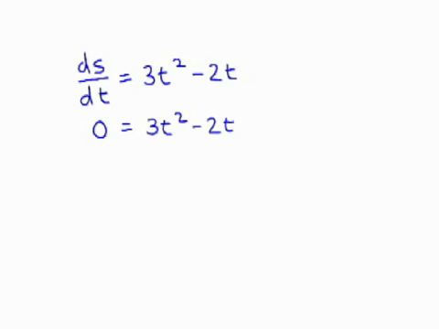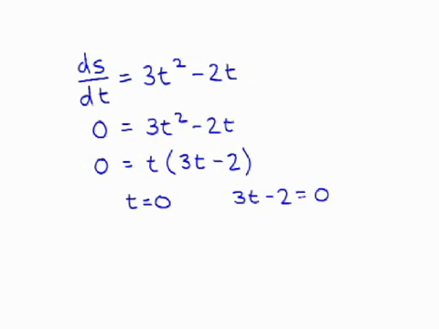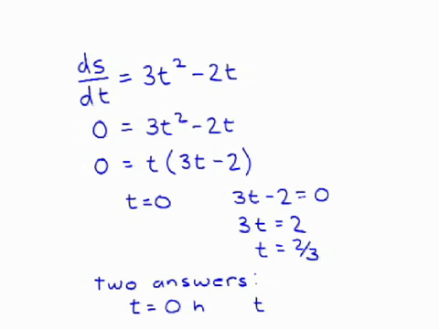Fortunately, this particular quadratic can easily be solved by factoring. If this was not the case, we'd be forced to use the quadratic formula. When we factor and set each of the factors equal to 0 and solve for t, we obtain two answers, t equals 0 and t equals 2/3. Therefore, this object is momentarily at rest at 0 hours or at 2/3 of an hour, which can also be expressed as 40 minutes.